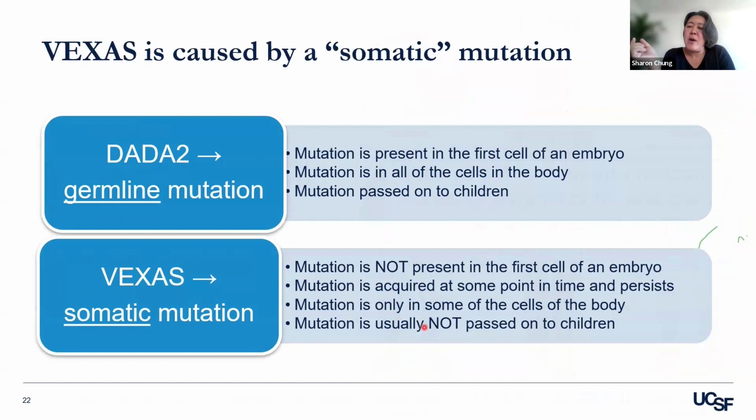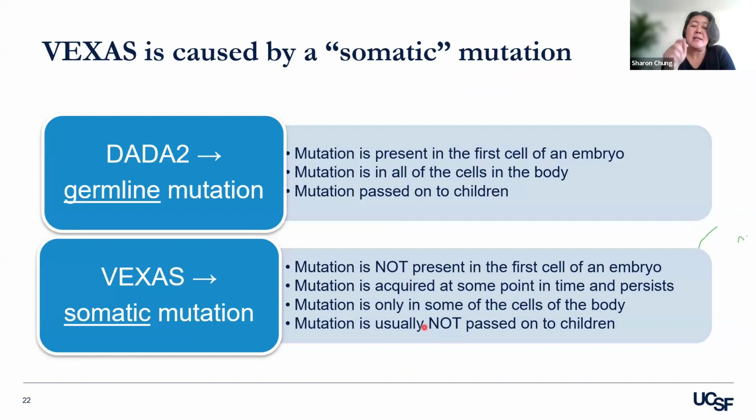So the genetic mutations that we saw that were associated with giant cell arteritis, or the genetic mutations that are important in DADA2, are due to what we call germline mutations. These are genetic mutations that are present in the very first cell of the embryo. So they are present when the egg is fertilized by the sperm. Because it's present in the very first cell of the embryo, this mutation is in all of the cells of our body, and this mutation can be passed on to our children.